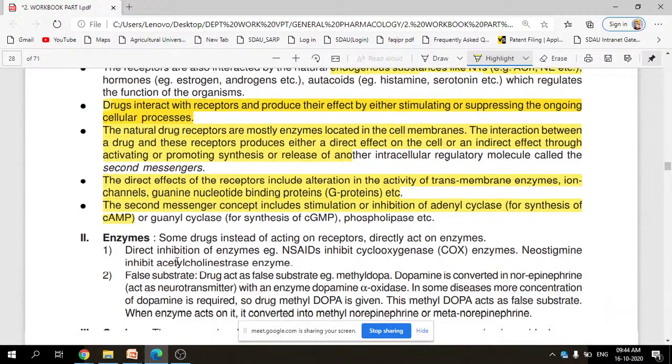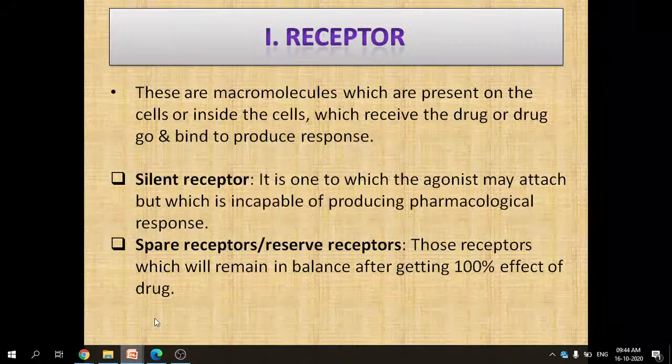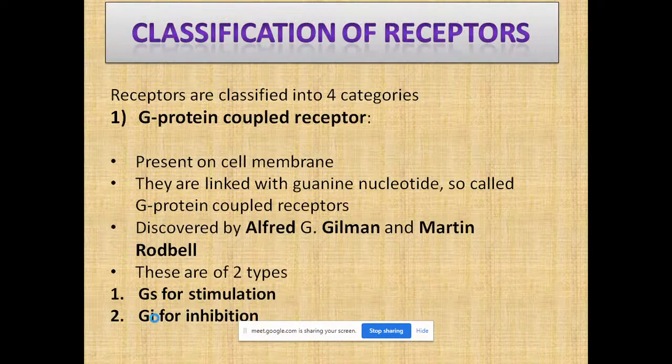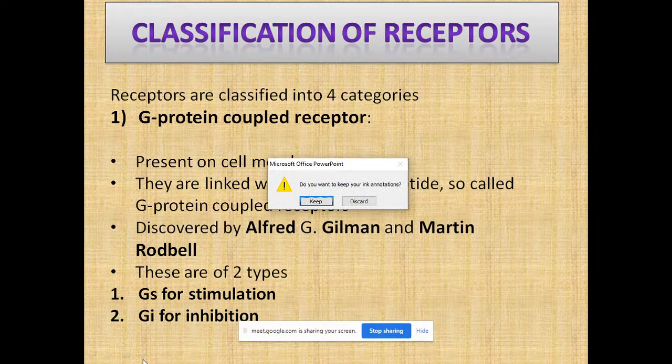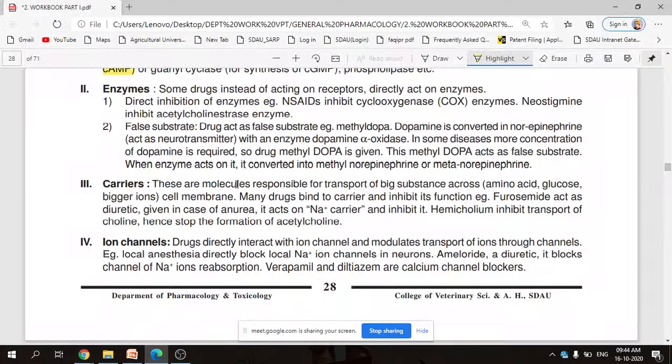Now, if you see the enzymes. Now what are enzymes? Some drugs, instead of acting on the receptors, directly act on the enzyme.